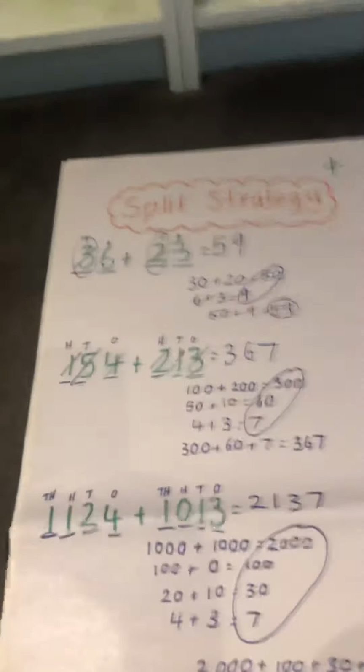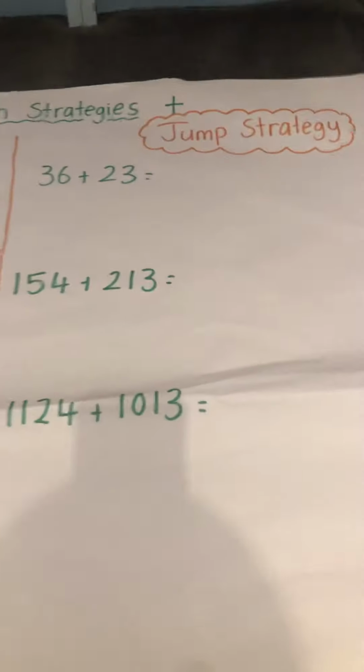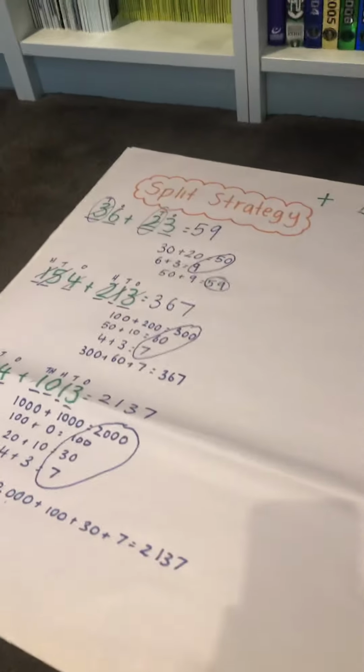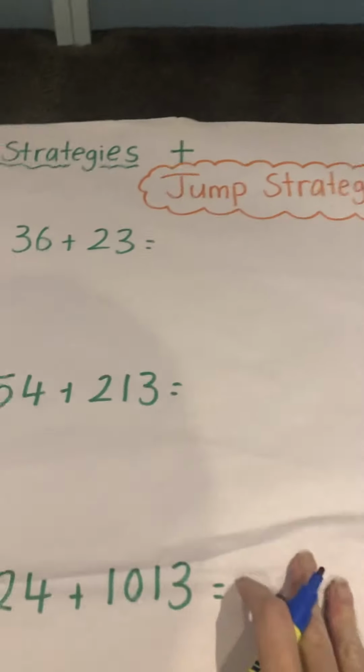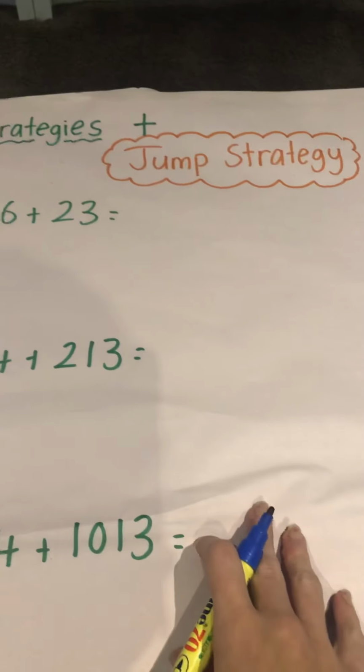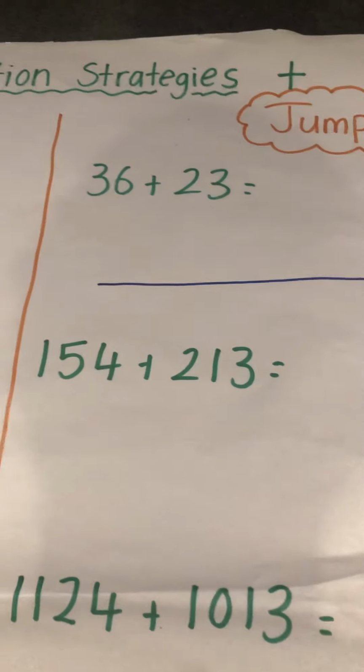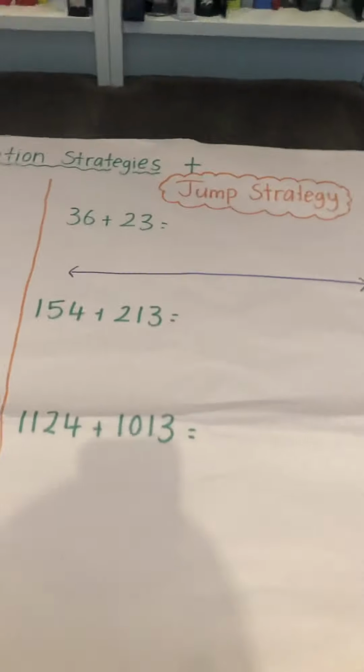All right, now we are going to do our jump strategy. Little bit different to our split strategy, although you should still get the exact same answer, okay, as I have left the problems exactly the same. There's just a little bit different working out that we need to do. So for jump strategy, you will need to start with a number line. Okay, so you can draw your number line on here.